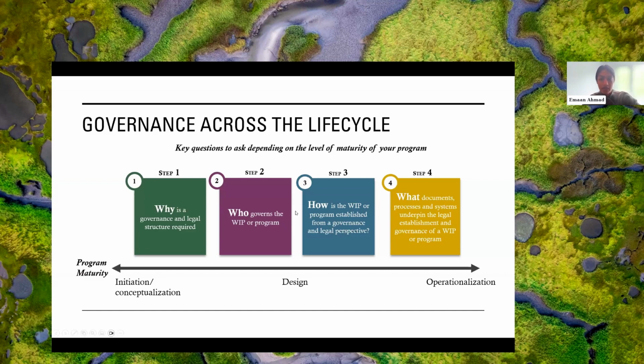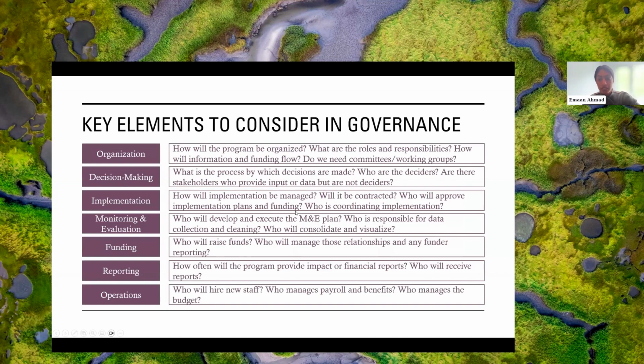On our next slide, we have the important elements you would consider when looking at governance. There are many things to consider in a program's governance, but on a high level, you want to make sure you're looking at the organization and its structure. So how will the program be organized? What are the various functions that the program needs to play? And who is playing those functions? What are their exact roles and responsibilities? How will important things, decisions, information, and funding flow through this group?